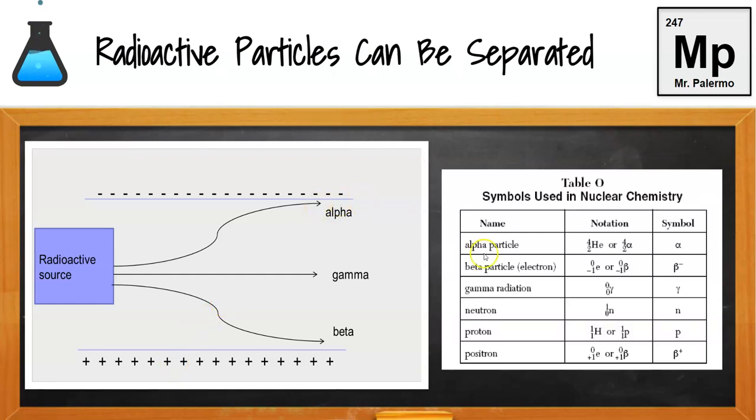Looking at the first three main types of radioactive particles, the alpha, the beta, and the gamma, if we wanted to separate these particles, we can run them through a magnetic field. Because alpha particles have a charge of +2, they're positive, so they're attracted to the negative side. The beta is negative, so it gets attracted to the positive side. And the gamma is going to run straight through undeflected because, if you look at the notation here, gamma has no charge, and therefore it's not attracted to either the negative or positive side.